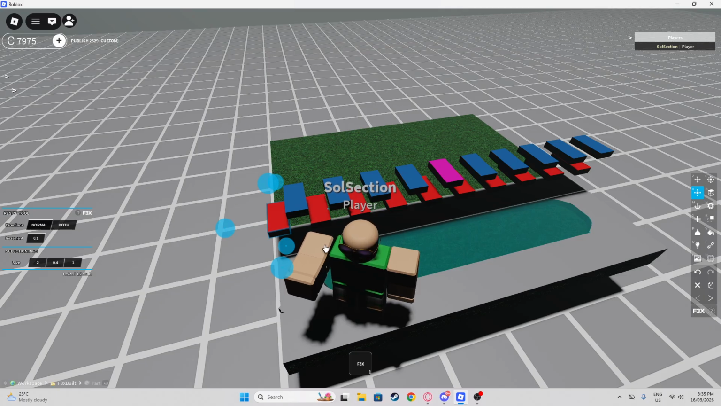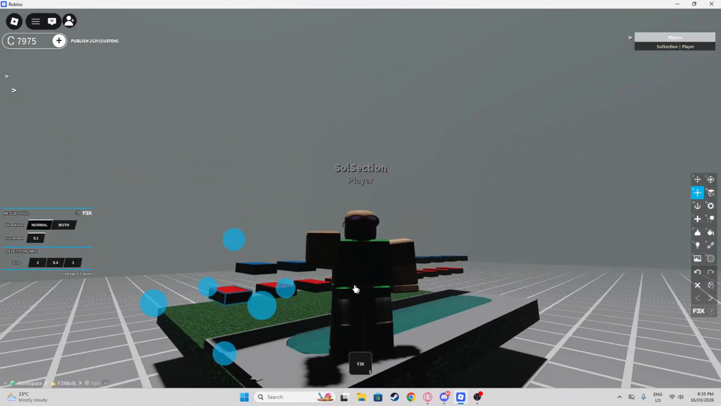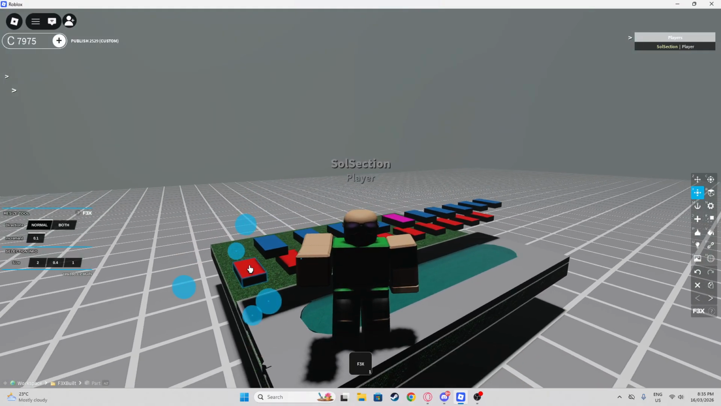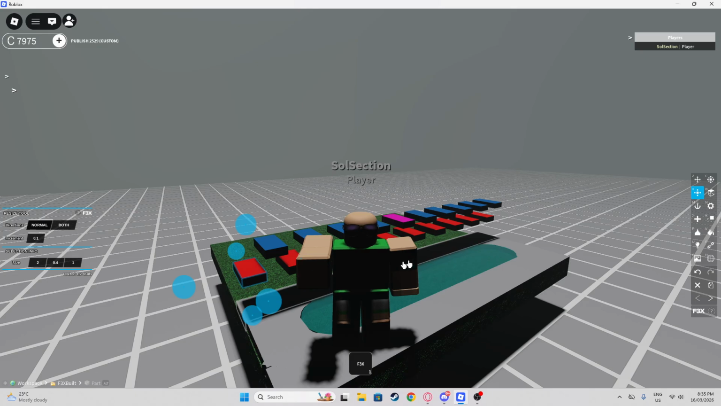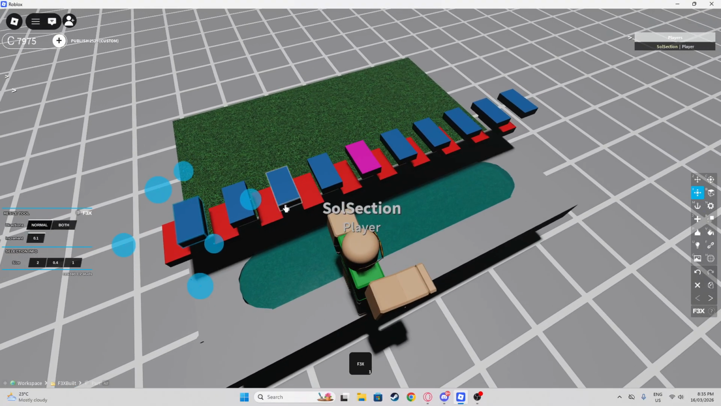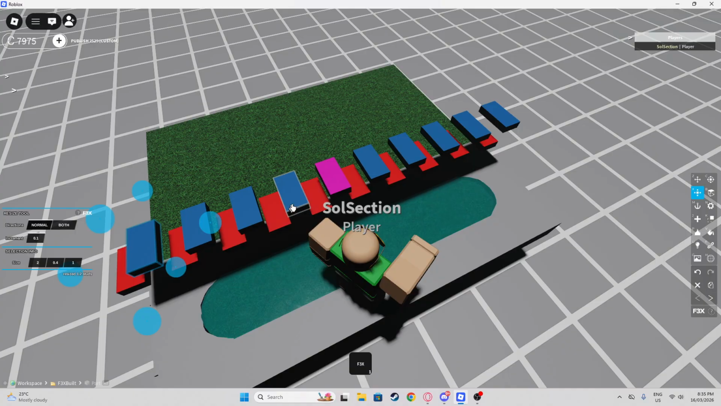So it's 2 studs long by 0.4 studs thick, I think, and 1 stud across. So that's 1 stud across. That's 2, that's 3, that's 4, that's 5, that's 6, that's 7, that's 8, that's 9, that's 10, 11, 12, 13, 14, 15, 16, 17, 18, 19, 20.